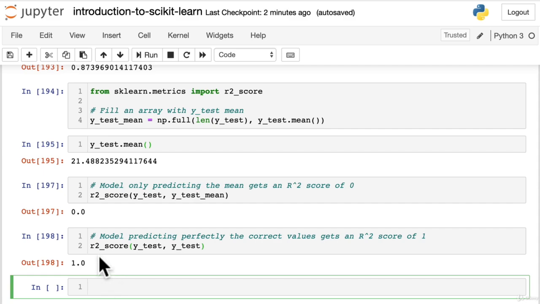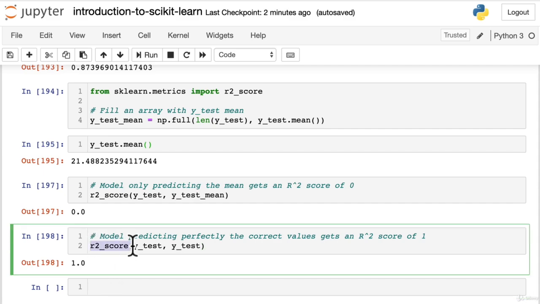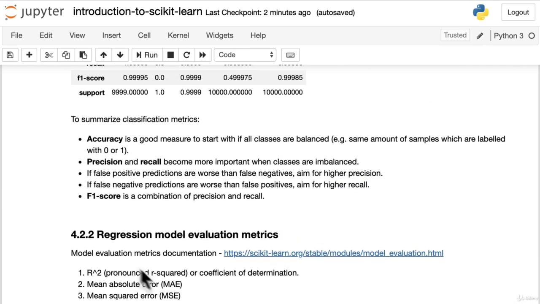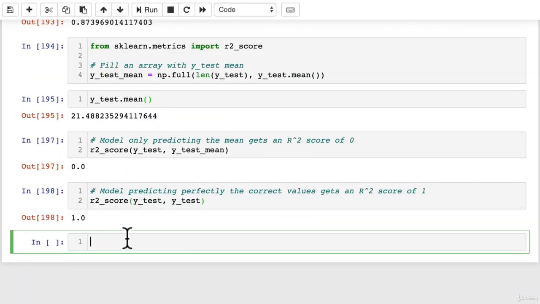Welcome back. So in the last video we covered R2 score. And so in this one we're going to look at mean absolute error. So let's come down here. We'll create a little heading. Mean absolute error, aka MAE.